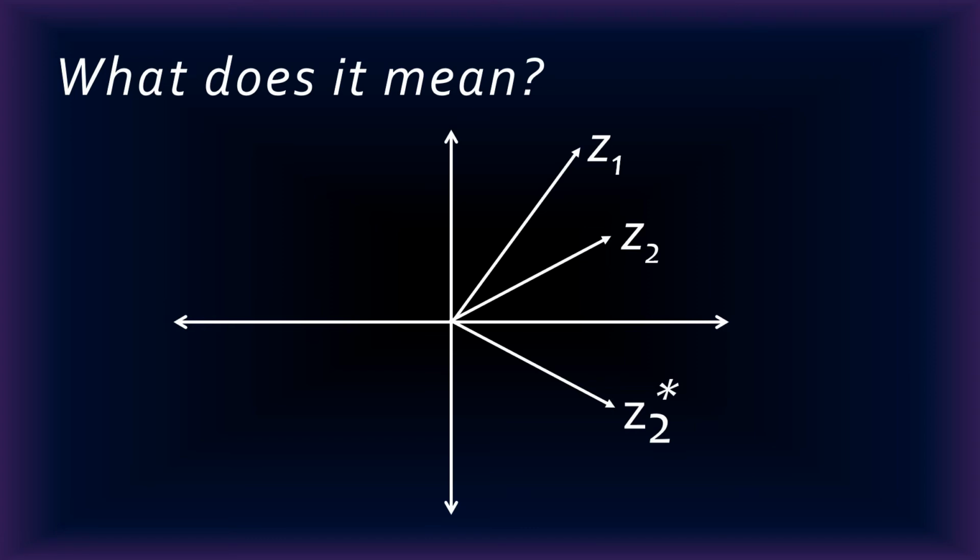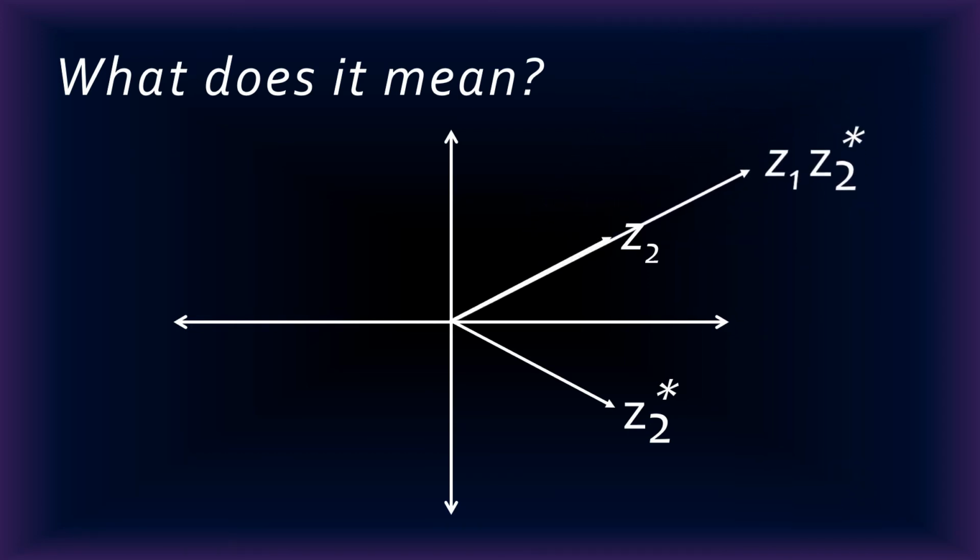z1 getting multiplied by z2 star gets transformed by rotating by the argument of z2 star, which is the same as rotating clockwise by the argument of z2. And then its magnitude is multiplied by the magnitude of z2. Similarly, the magnitude of z2 and z2 star are the same, so by multiplying them together, we end up with the magnitude squared. Also, as the arguments are reflections of each other, they will cancel each other out and we will land on the real number line.